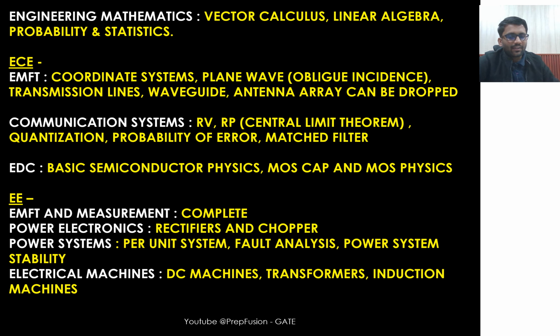Now coming to electrical core. For electrical core, EMFT and measurement, you cannot differentiate which is a more important topic and which is less important, because both combined would be coming for 5 to 6 marks. And I guess you can do it completely. In roughly around 50 hours, you will be able to complete EMFT and measurement, both combined. And it would be 5 to 6 marks, so you can cover it completely.